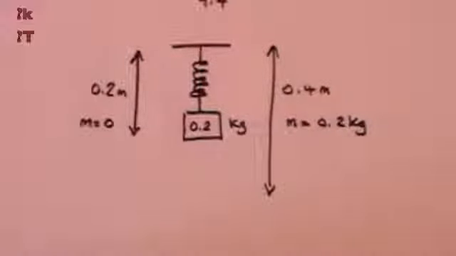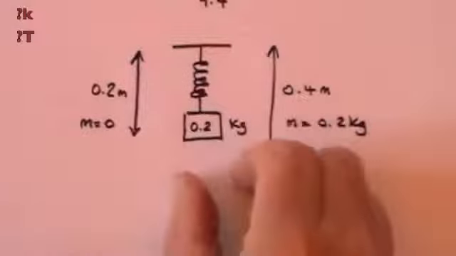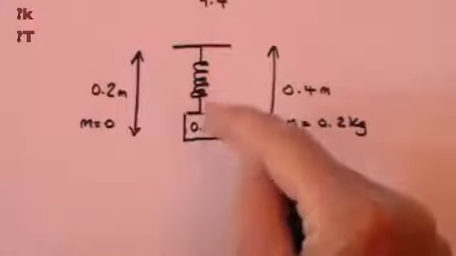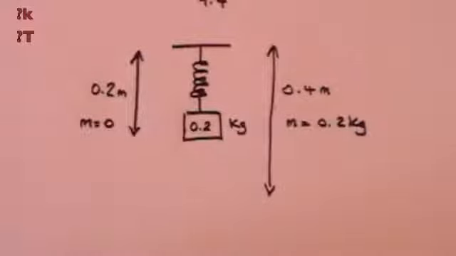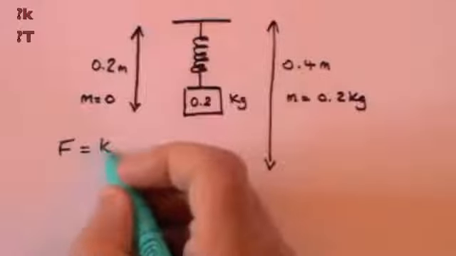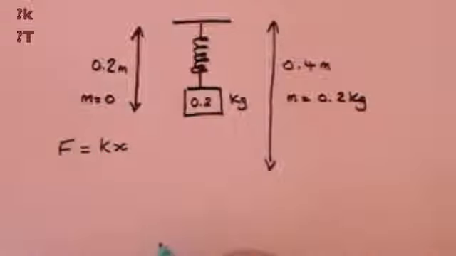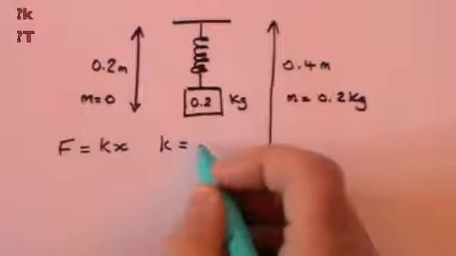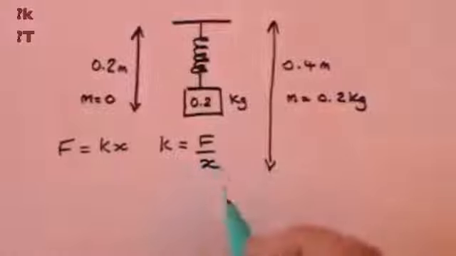And secondly, if we pull this mass down a small amount and let go so that it now oscillates, what will the period of the oscillation be? Well, to find the stiffness constant or spring constant, we use the formula that the force is equal to the stiffness constant K times the extension, which means that K is equal to F divided by X.